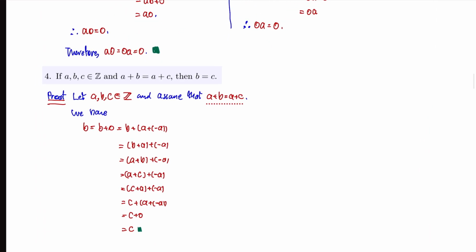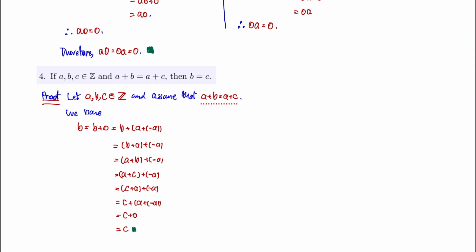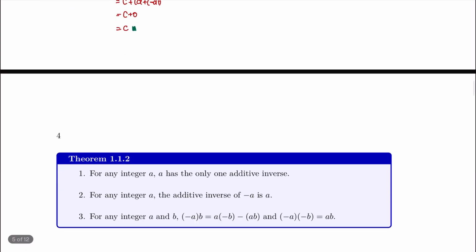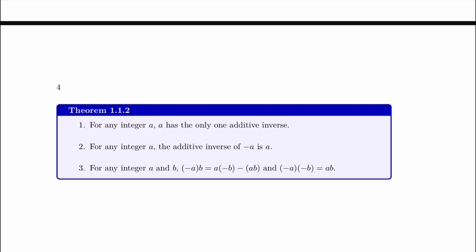So that's it for today. And in the next video, we're going to prove this theorem.